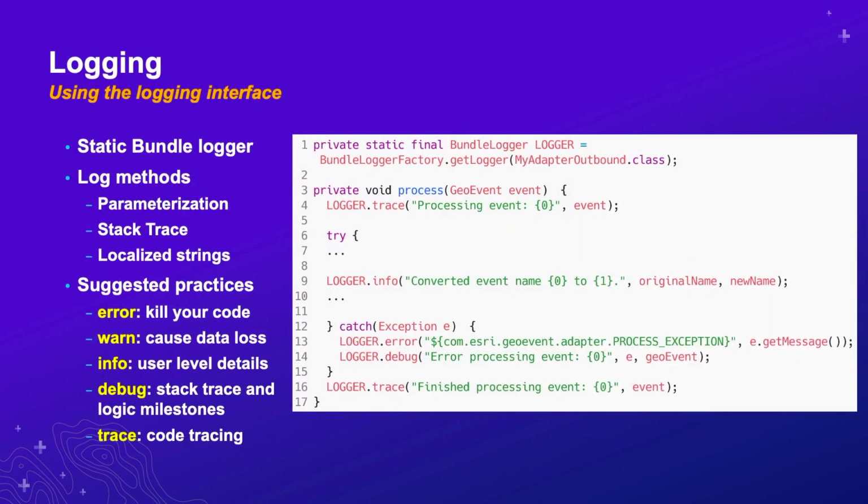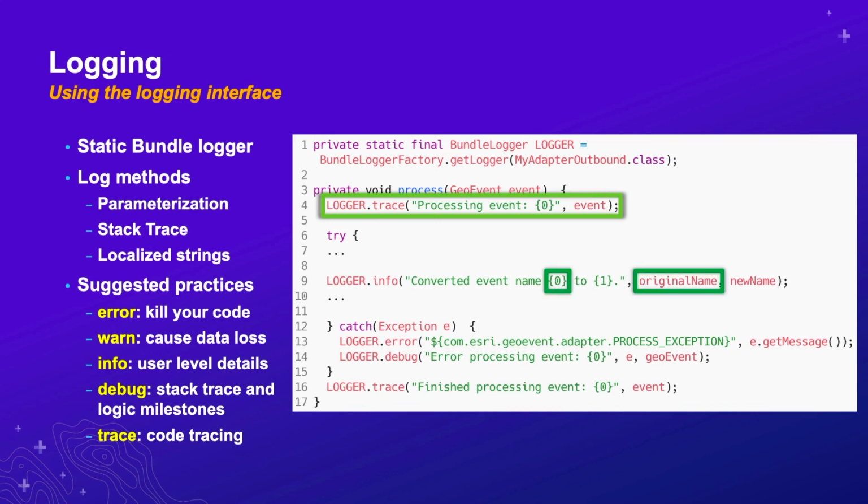When creating components, it is important to have meaningful log messages that provide details about any issues that occur. In order to log messages, you will use the bundle logger factory to retrieve the logger for the class. To log a message, simply call the method for the desired log level. In this case, I'm using the trace log level, and pass in any parameters. You can pass in as many parameters as needed and use index notation to have those values inserted into the message at the appropriate location.